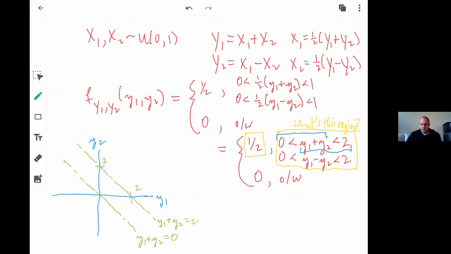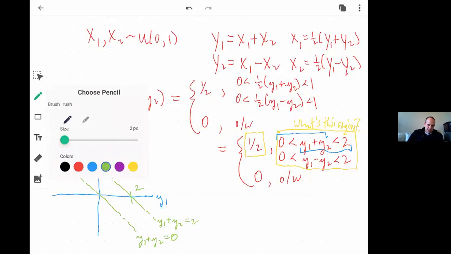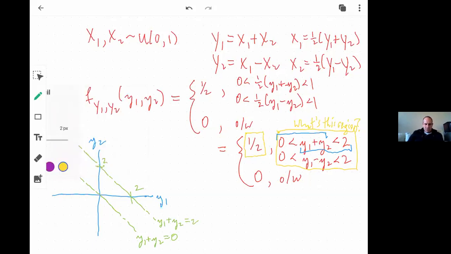And what region is it that, so y1 plus y2 equals 0, y1 plus y2 equals 2. Where is y1 plus y2 between these two things? Let's think about it. Just plug in a value that you can see is clearly in here, like 1 comma 0. So y1 equal to 1 and y2 equal to 0 is clearly in between these two lines. And y1 plus y2 is equal to 1, which is between 0 and 2. So actually we're talking about this region between these two lines.